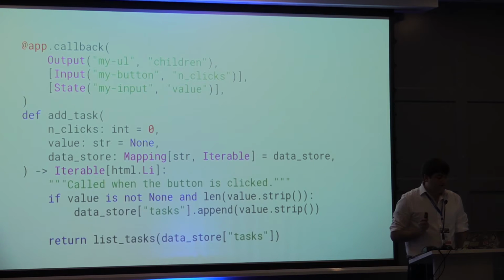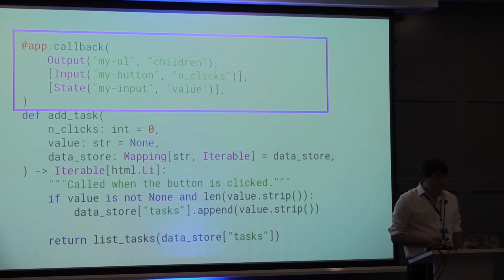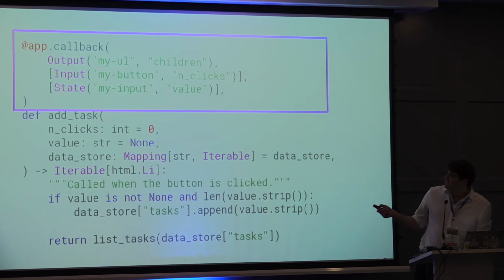Again, this might look like a lot of code, but it's really all stuff that we've gone through before. We've got this decorator, and here we're going to say that whenever this button's clicked, i.e. the number of times it's clicked increases by 1, we're going to send something to our unordered list. That's basically where our tasks are being displayed.